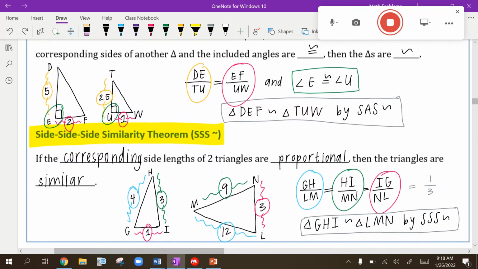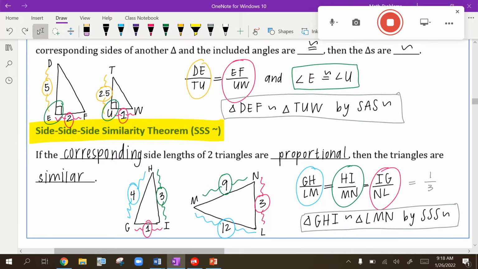Next, if you don't have any angles that you know are congruent, you could always still use side-side-side similarity. This says that if the corresponding side lengths of two triangles are proportional, then the triangles are similar. So for this one, you have to have all three pairs of sides proportional. Make sure you're staying in the same order and consistent.